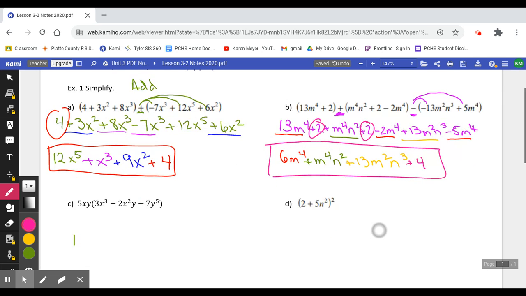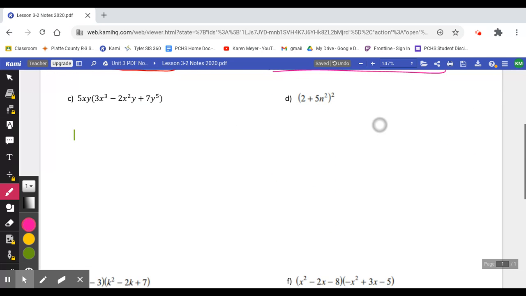So now let's move on to multiplication. So when you look at C, you're going to notice it's multiplication because you no longer see two sets of parentheses with a plus or minus in between them. Here you have one item outside and several items inside, so that means distributive property.